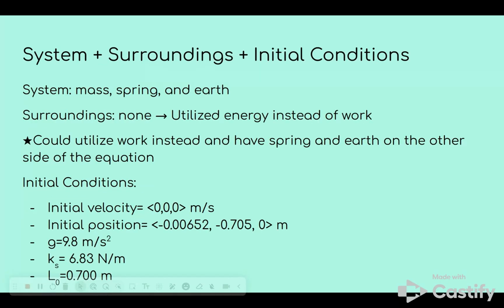So the system was the mass, spring, and Earth. For the surroundings, we didn't have anything because we utilized energy instead of work, but we could have done the opposite way, we just chose not to.